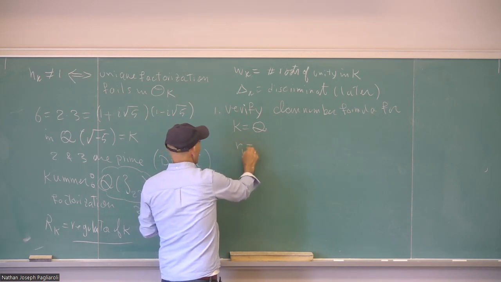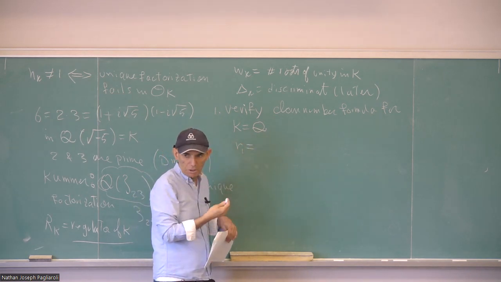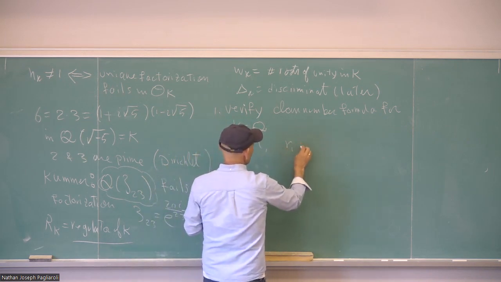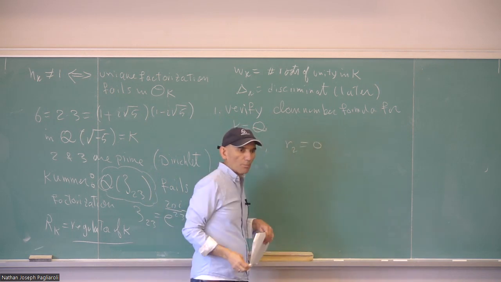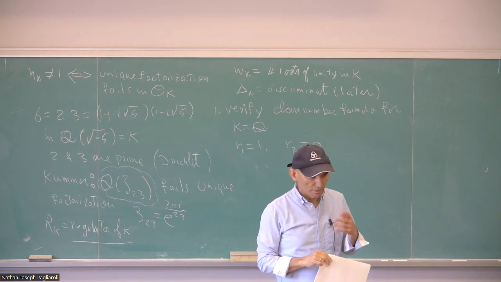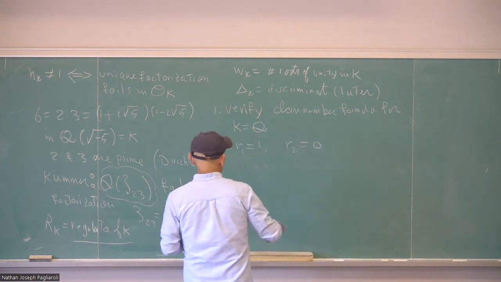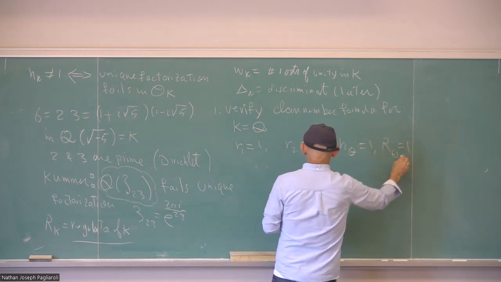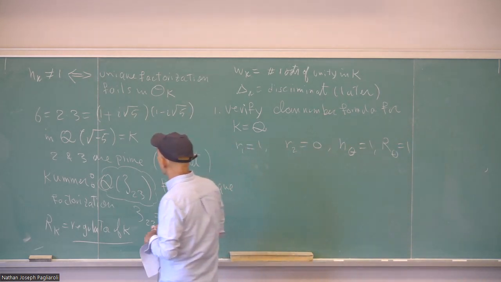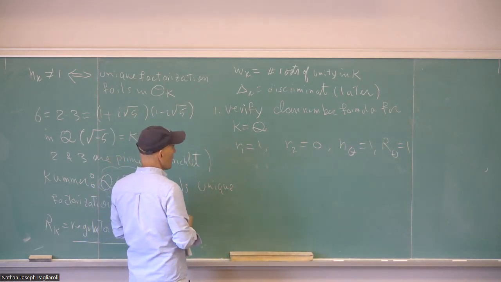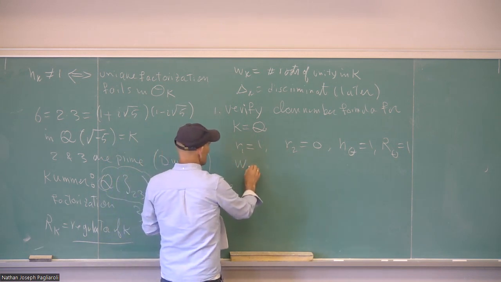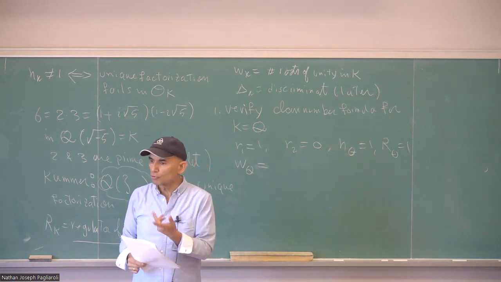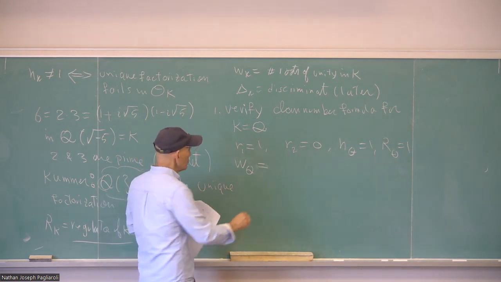What is R1? R1 is the number of real embeddings, and it's just one. 2R2 was the number of complex embeddings, and there are no complex embeddings here, so it's 0. And HQ is 1. Class number is 1. RQ is also 1. What about WQ? The number of roots of unity in Q, there are two roots, 1 and -1, right? So it's 2.